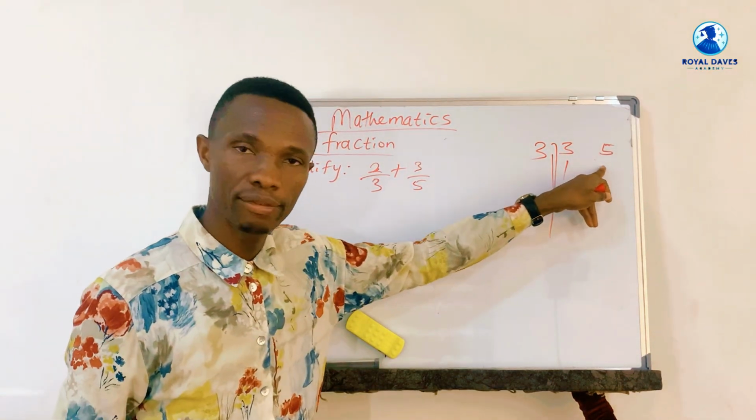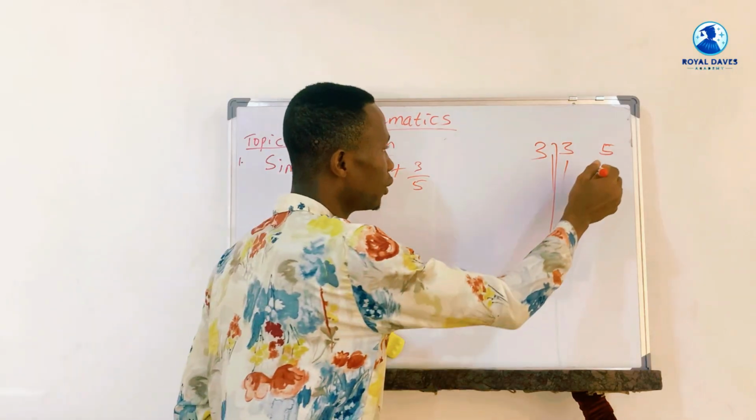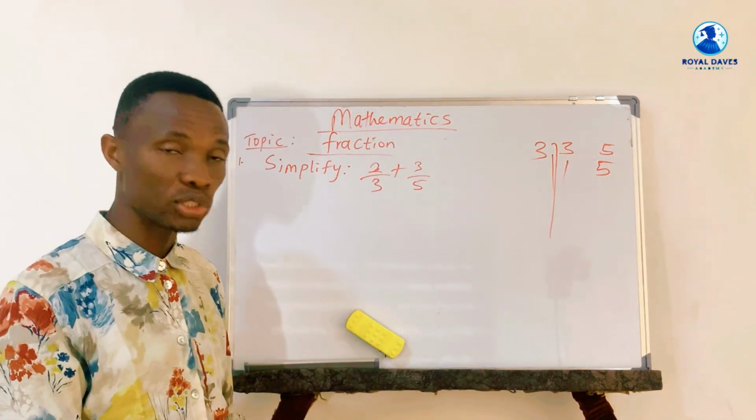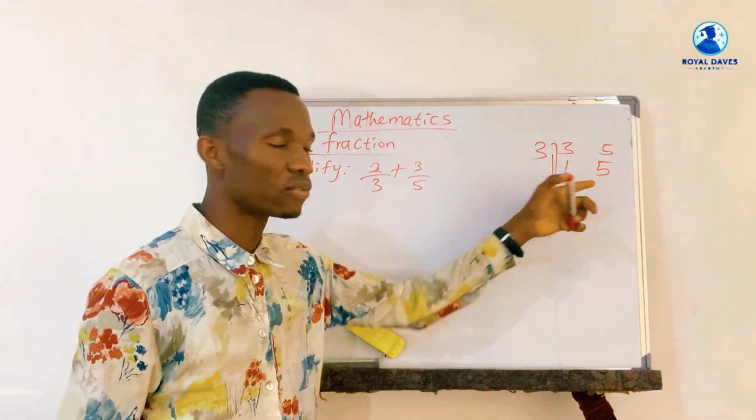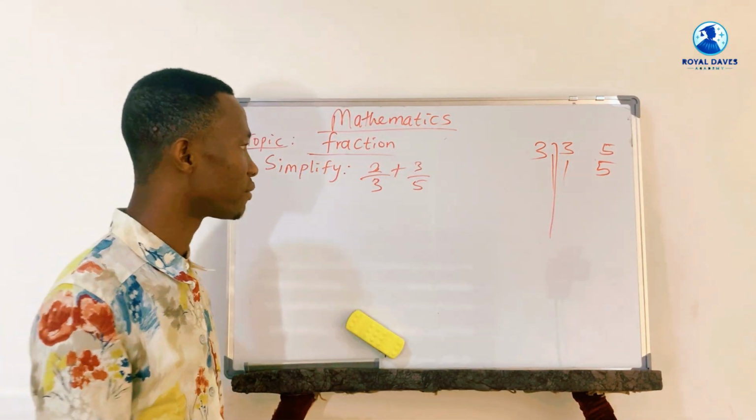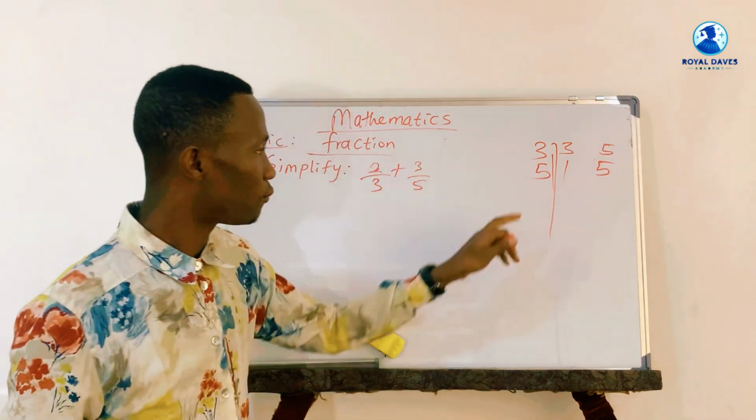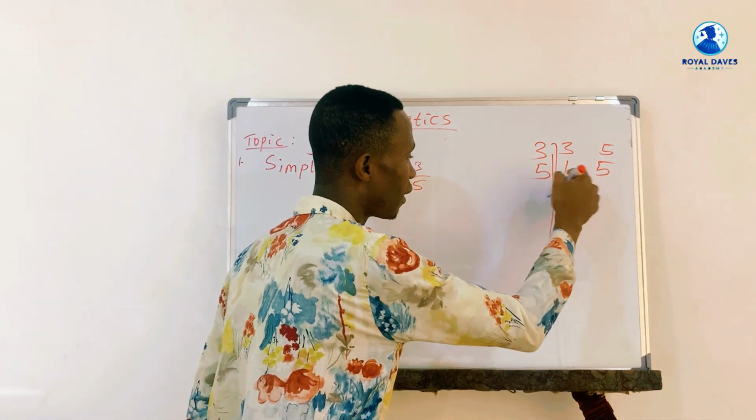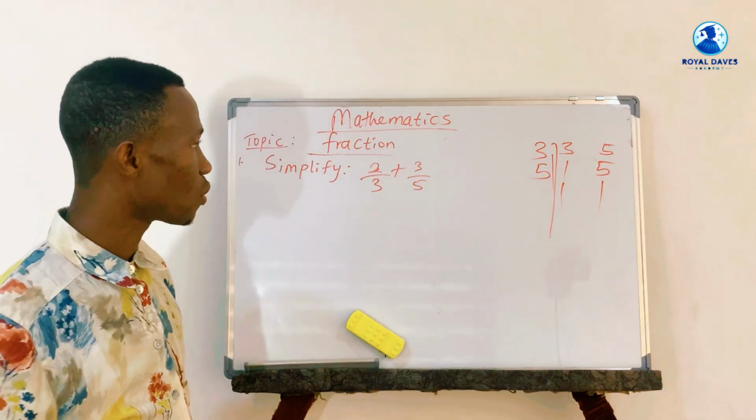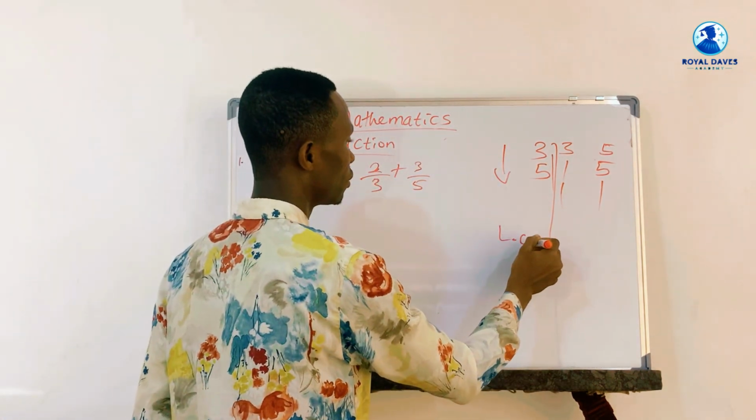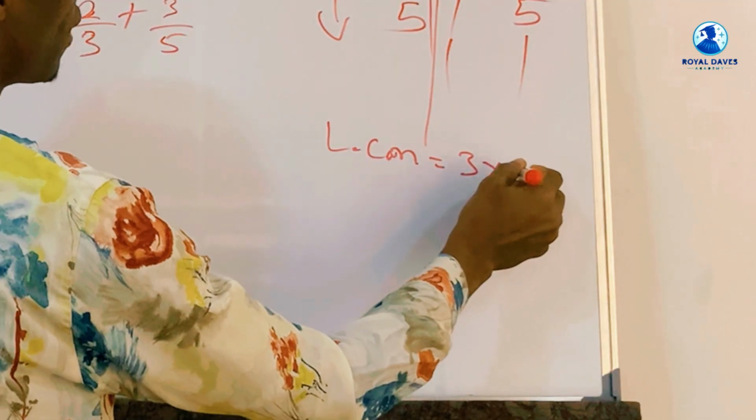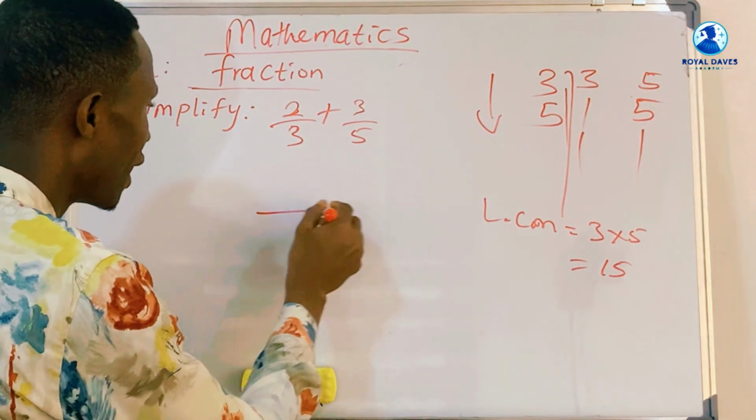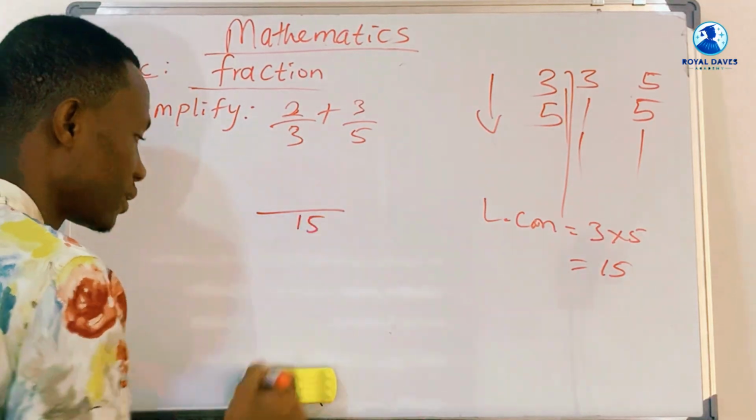3 divide 5, there's going to be a remainder. So you bring down the 5. Now that we have 1 and 5, we are left with only the big number, which is 5. So we divide with 5. 5 divide 1, put down your 1. 5 divide 5 is still 1. So our LCM now becomes 3 times 5, which is equal to 15.